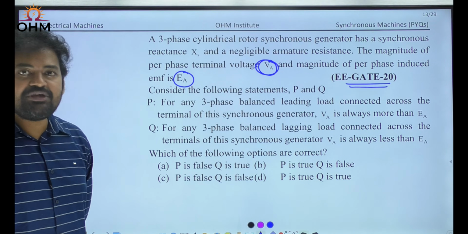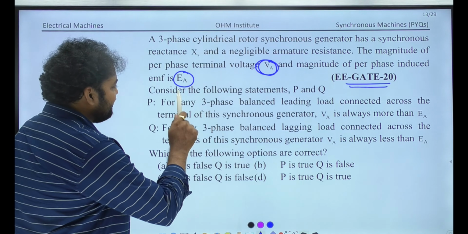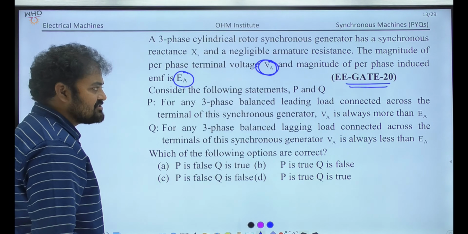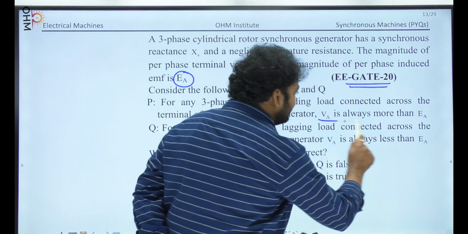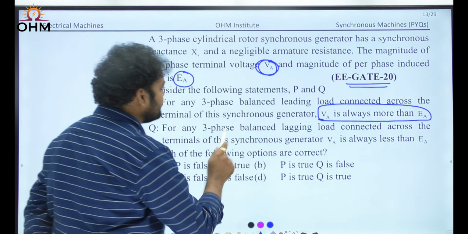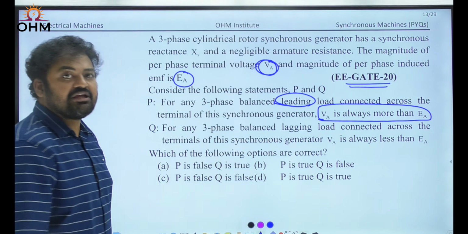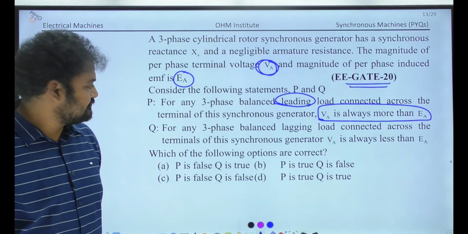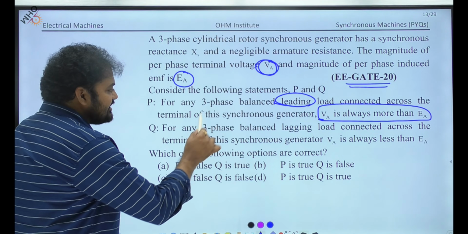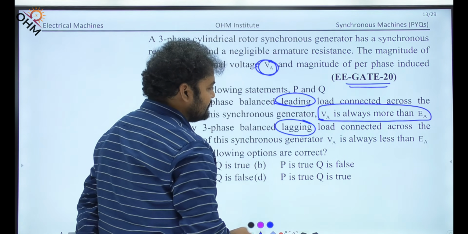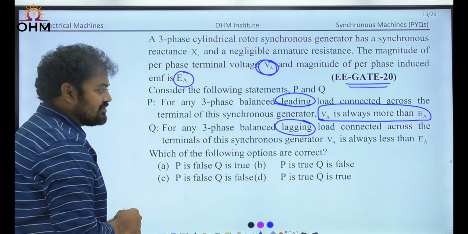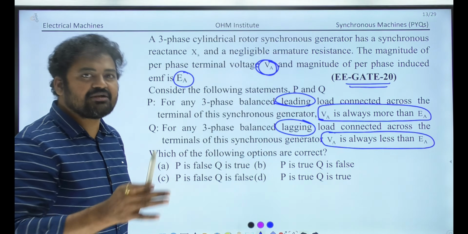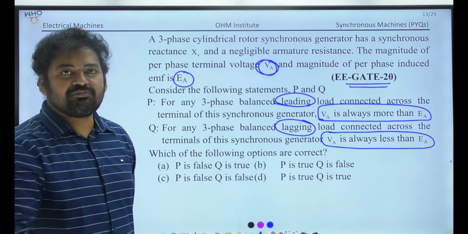Consider the following statements P and Q. What is the statement P? For any three-phase balanced leading load connected across the terminals of the synchronous generator, VA is always more than EA. This is the first statement. This is for leading power factor. For any leading power factor, VA is always more than EA. It is true or false? Second statement. For any three-phase balanced lagging load connected across the terminals of the synchronous generator, VA always less than EA. So indirectly, they gave two statements for us. Which statement is true and which statement is false?